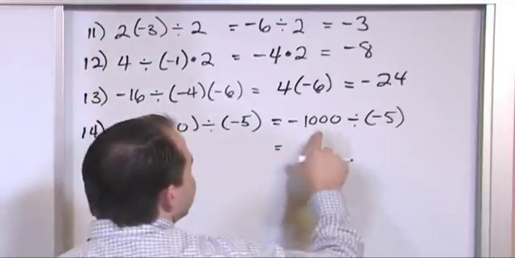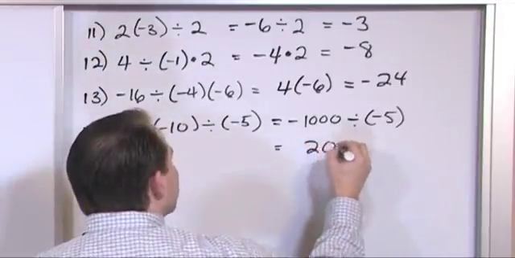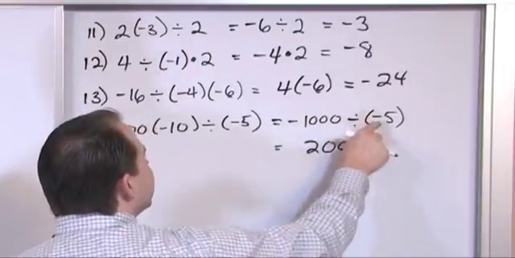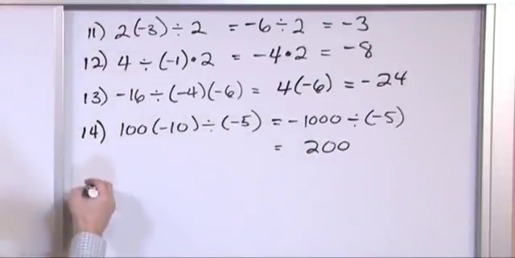Now we're going to divide by this, and we're going to get an answer of 200, and it's going to be positive because both of these signs are the same. So because they're both the same, we're going to have a positive sign there.